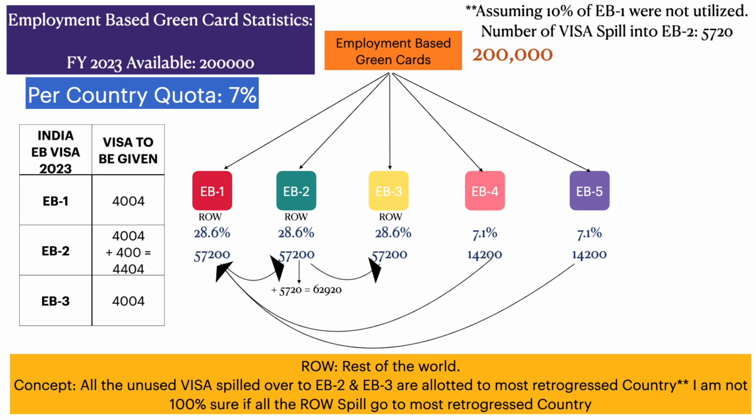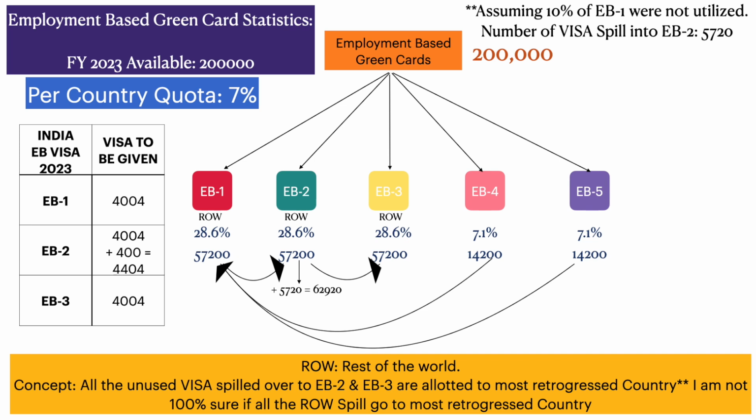Now the total number of EB2 comes to 62,920, right? Because it was already 57,200. Now we added 5,000 more to it, so it becomes 62,000. Now, out of those 62,000, I think 7% would be allotted to India, right? And that would come to around 4,404 visas. Now, that is a very small number.